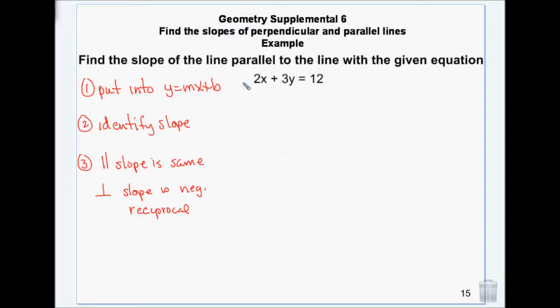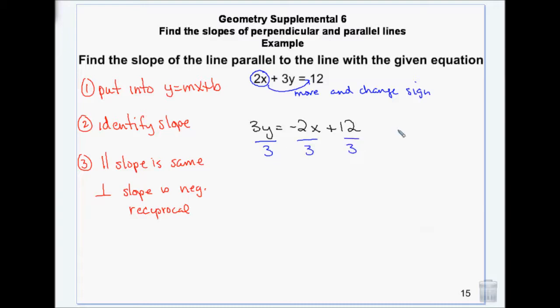So the first thing I want to do is put this into y equals mx plus b format. So I'm going to take this x and I'm going to move it and change the sign. So instead of 2x plus 3y equals 12, I'm going to have 3y equals negative 2x plus 12. Then the next thing I'm going to do is divide everything by 3. So that's step 1, that's step 2. I guess I should call these A and B because they're actually part of step 1.